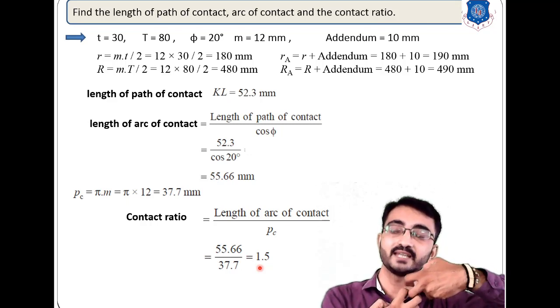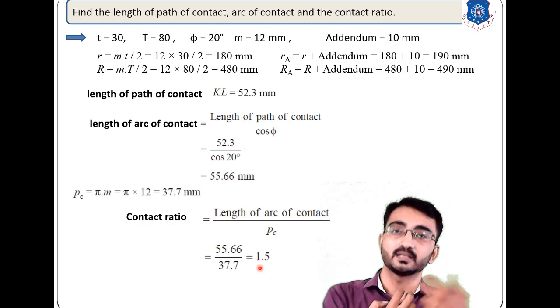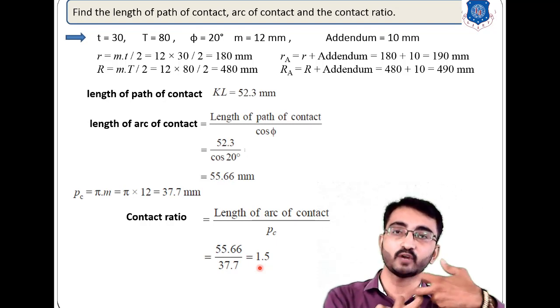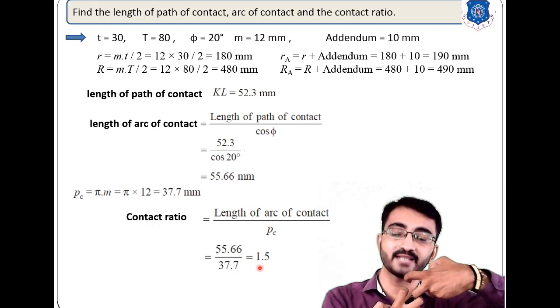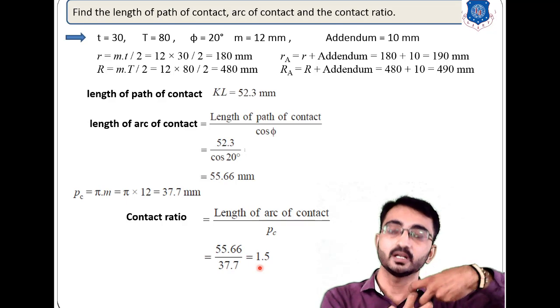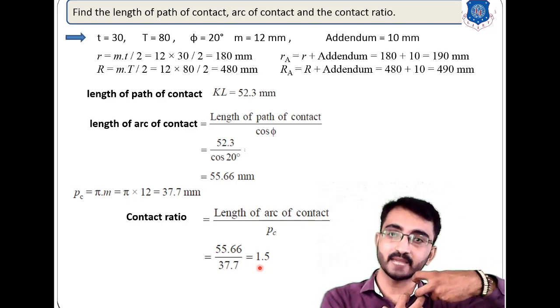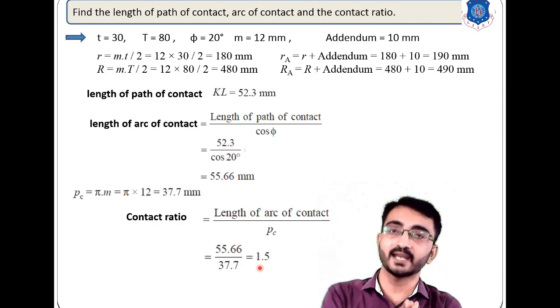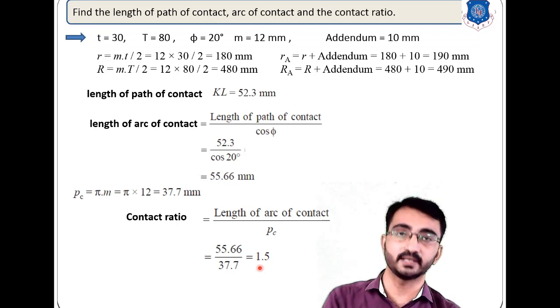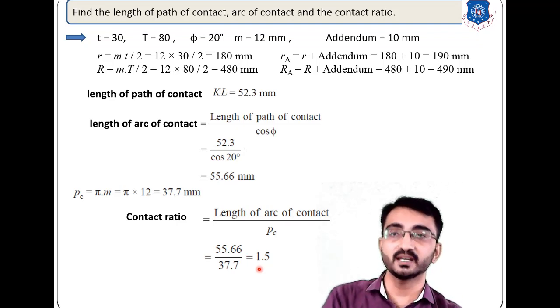What it means is that for the whole cycle, one pair will be in contact for 100% of the time, and for the remaining part, out of that only 50% of the time there will be two pairs in meshing. So at 100% of the time one pair will be in meshing, and for 50% of the time one more pair will be in contact. Okay, so in this way we can learn the significance of contact ratio also.